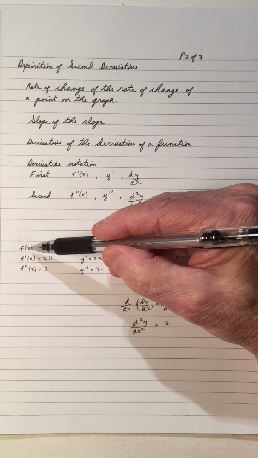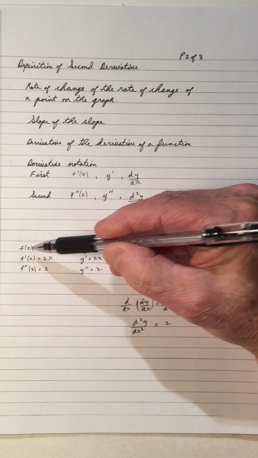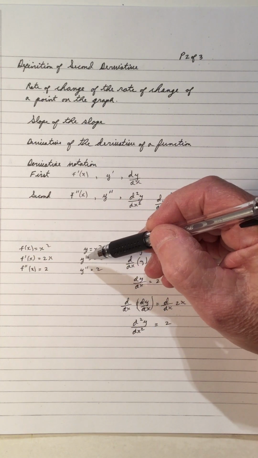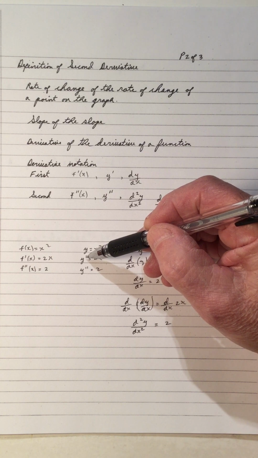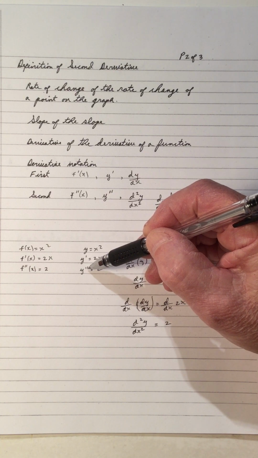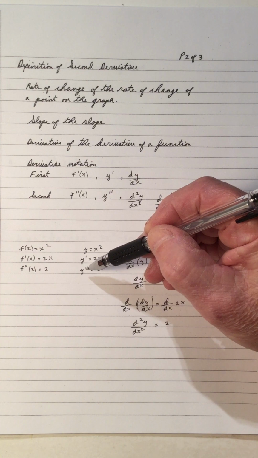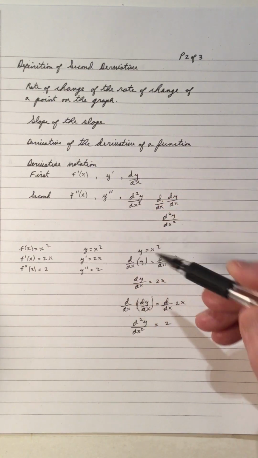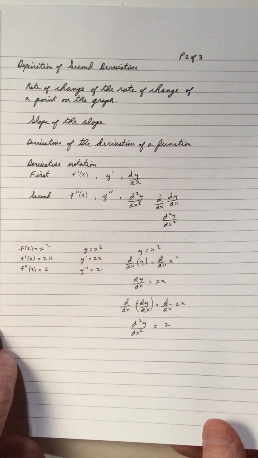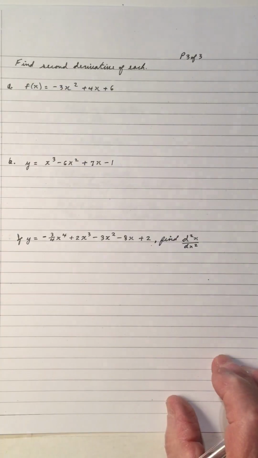So this is function notation f of x. This is just in terms of y. Y first derivative is y prime, and y double prime is the second derivative. Okay, let's do some more examples of that. Find the second derivative of each.